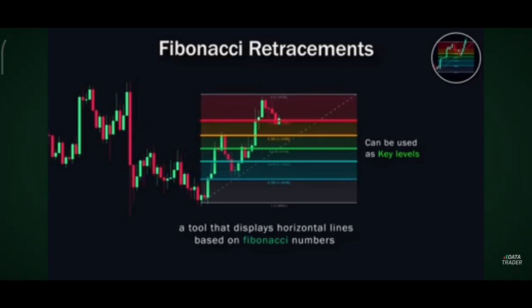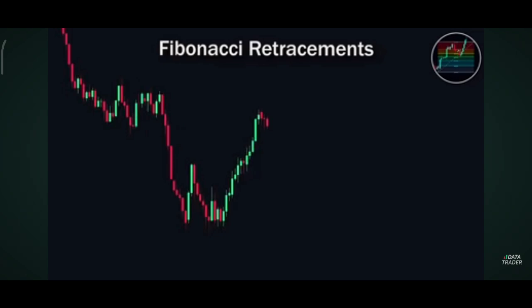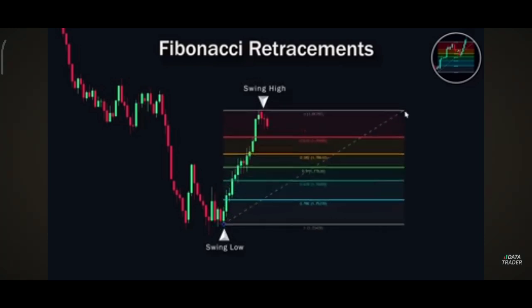To use the Fibonacci retracement tool, you first start by identifying a swing low and swing high on a chart. Then, drag the tool from the swing low to the swing high.